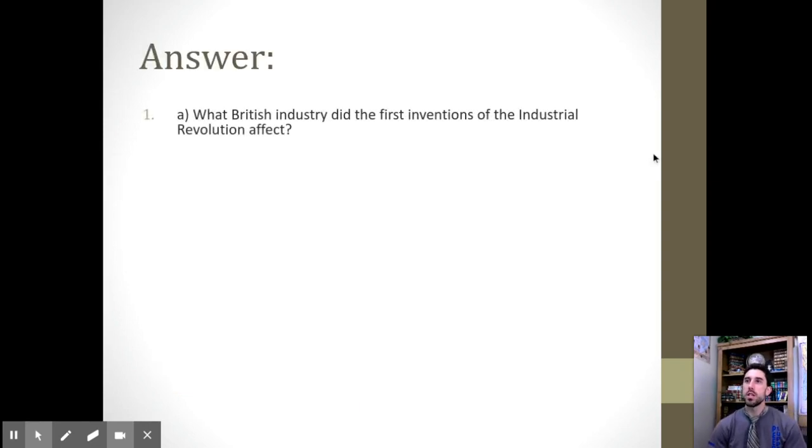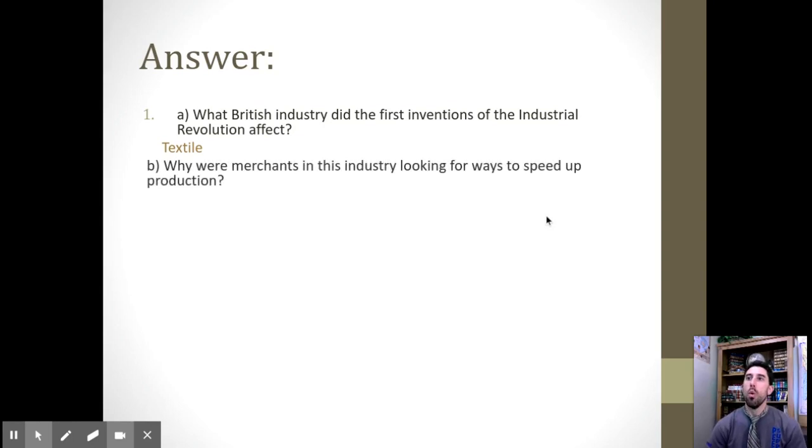So the first question is, what British industry did the first inventions of the Industrial Revolution affect? Now, if you're clever, you might say the seed drill or something. We'll separate the idea of the agricultural revolution from the Industrial Revolution. We needed the agricultural revolution to happen, kind of like set that in its own box. In terms of industry, though, the industry that was first affected was the textile industry, the weaving and production of fabrics and that type of stuff.